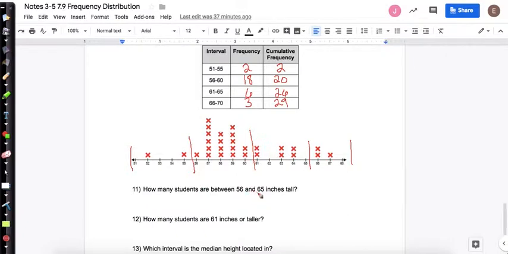Okay, so how many students are between 56 and 65 inches tall? So I can count all the x's from 56 to 65, or I can also look up here, 56 to 65, I see 18 plus 6 is 24 students. So I could actually use both to come up with that answer. How many students are 61 inches or taller? So this interval is 61 or taller, and so is this interval. So what's 6 plus 3? 9 students.